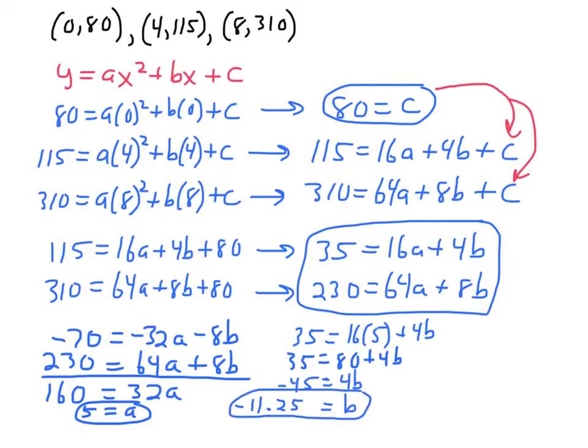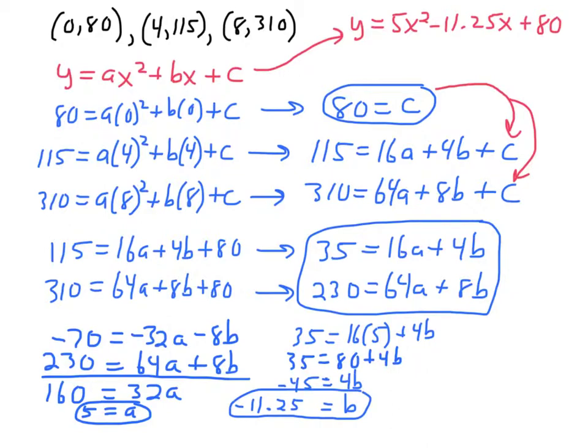And sometimes we're going to get decimal answers when we're doing an application like this. So if we take our a, our b, and our c, and we substitute it into our equation here, we end up with y equals 5x squared minus 11.25x plus 80. And that would be our quadratic model.